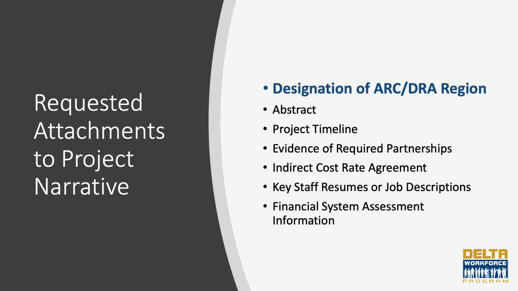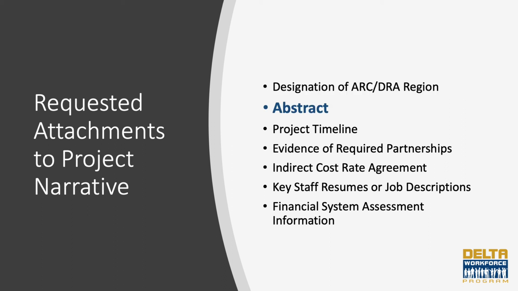The applicant must submit a brief statement as a standalone attachment declaring which region, DRA or ARC, the proposed project aligns with. If the project area covers counties or communities located in both Delta and Appalachian regions, the applicant must select just one, since applications will be reviewed and funded based upon these regional designations. The attachment must also include a map that illustrates the areas to be served, including all target communities. Failure to include this document will result in the application not being reviewed.